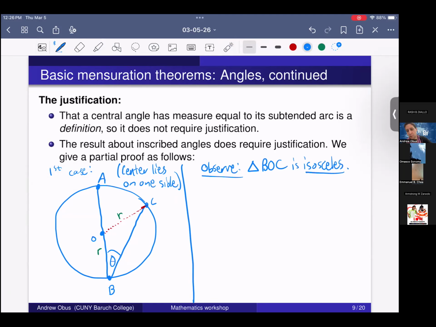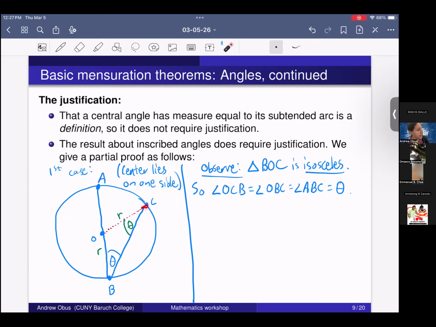Because I drew this triangle where two of the sides are both radii, so they've got the same length. It's an isosceles triangle. And one thing we know about isosceles triangles is that the angles opposite the equal sides are also equal angles. So what that means is that angle, I guess we'll call it OCB, equals angle OBC, which is equal to angle ABC, which is equal to theta.